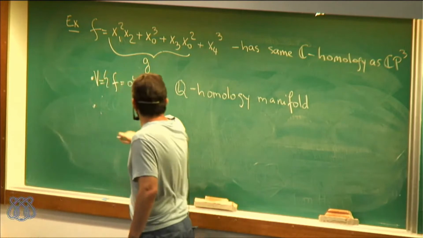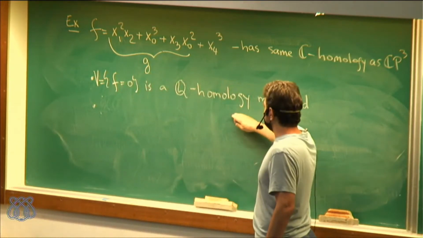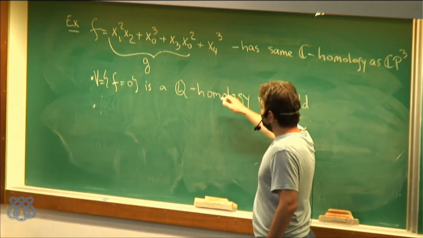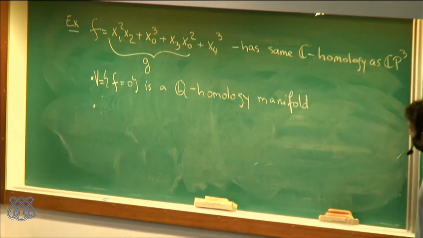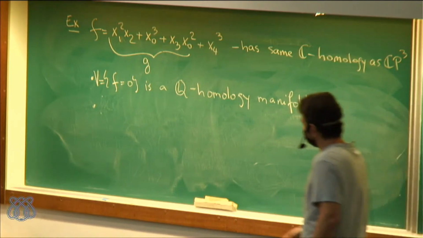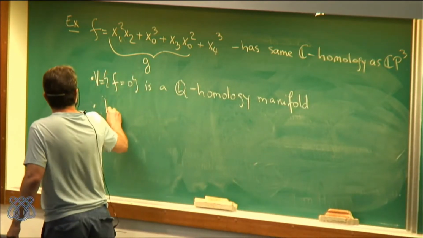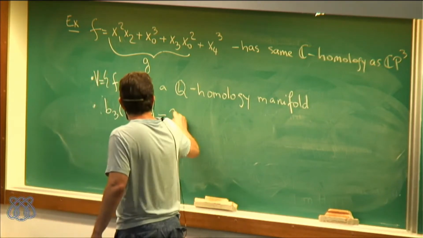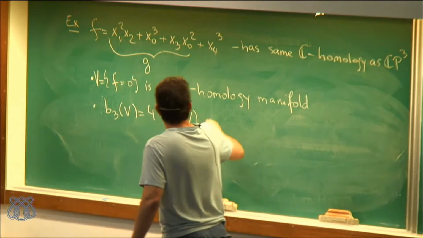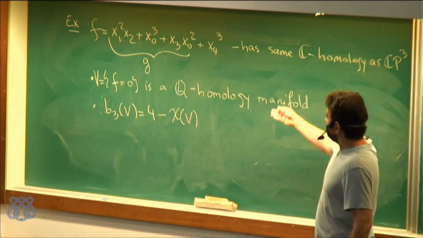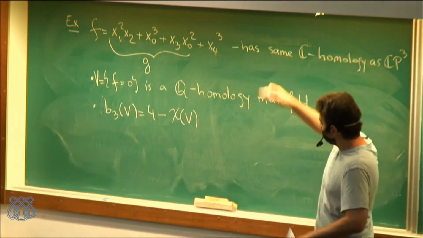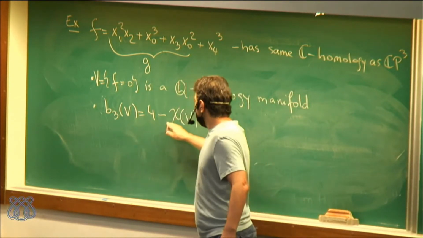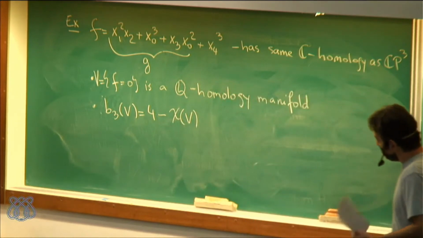So Q homology manifold will tell me that the Betti numbers I have below the middle, which are given by Lefschetz, replicate above the middle. So the only thing that was left to calculate is the middle Betti number, which is B3. So B3 will be 4 minus the Euler characteristic. So B0 is 1, B1 is 0, B2 is 1. These things replicate above the middle and give me this 4. And I have B3, right? So this is the formula between the Euler characteristic and B3.